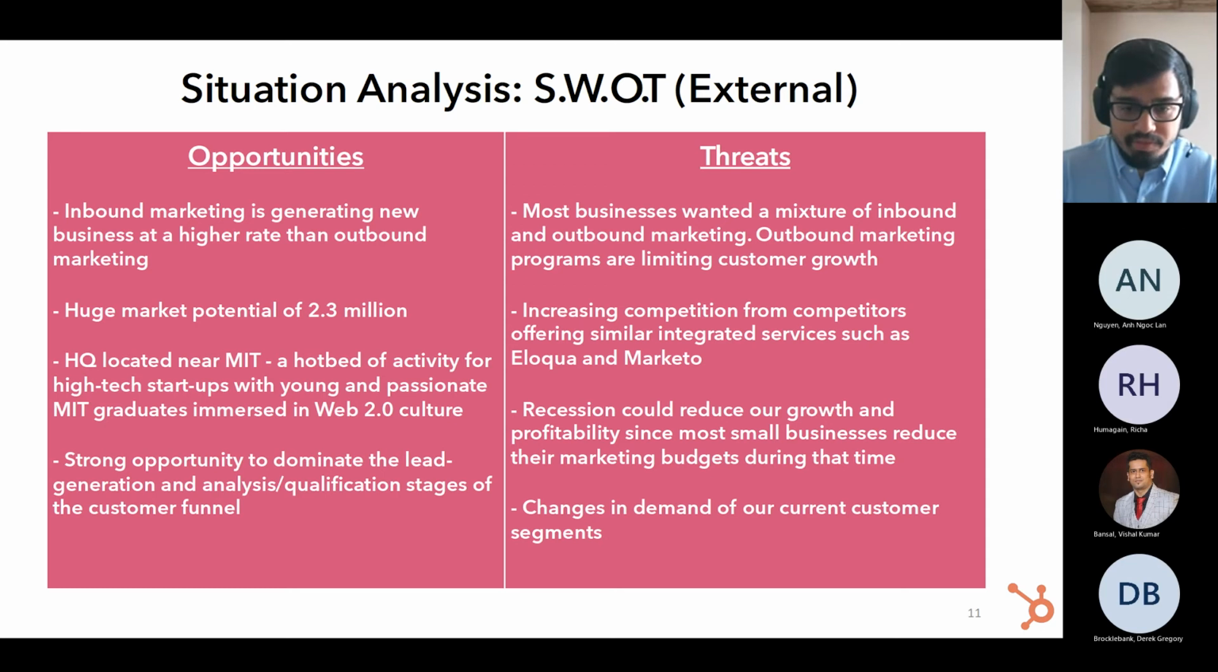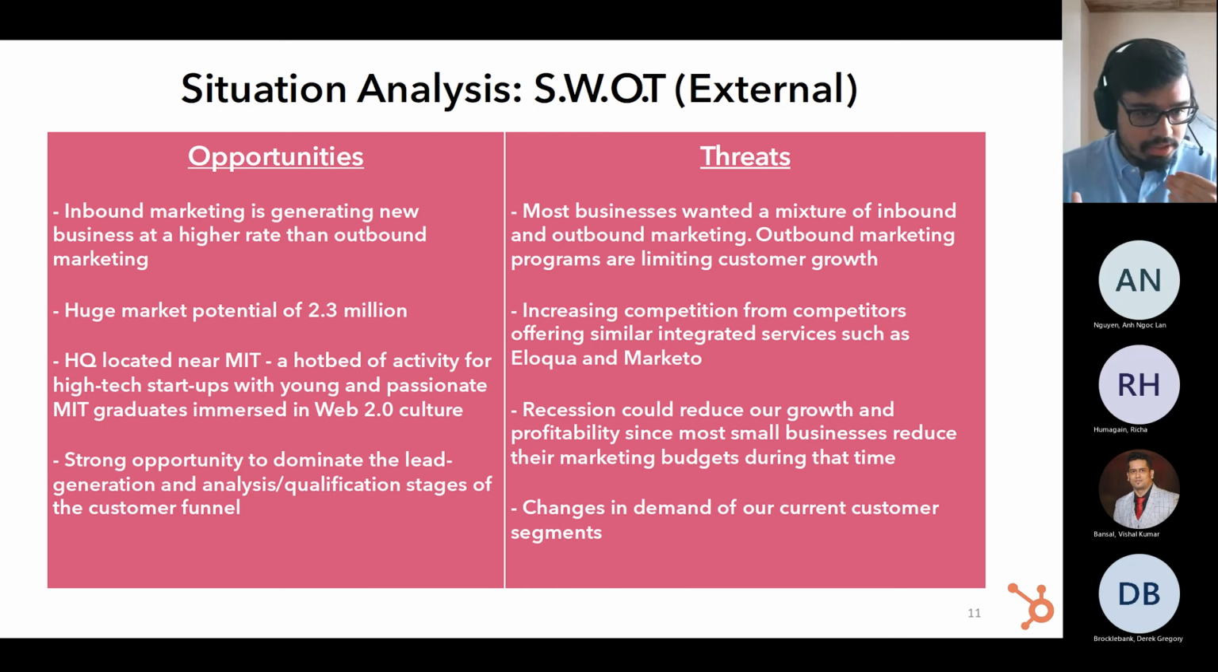And as we heard from Anne previously, we have increasing competition from competitors offering similar integrated services such as Eloqua and Marketo. A recession could significantly reduce our growth and profitability since most of our business comes from Owner Ollies or small business owners who are most negatively impacted during a recession. And during a recession, small businesses tend to reduce their marketing budgets.